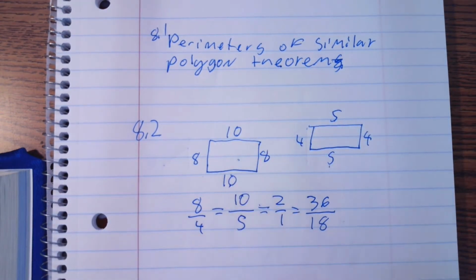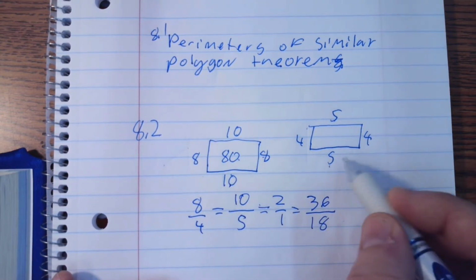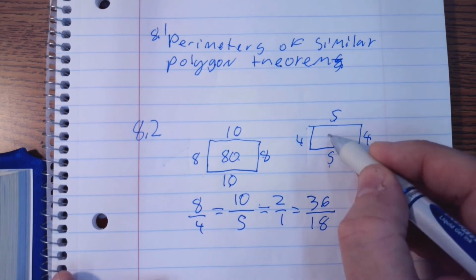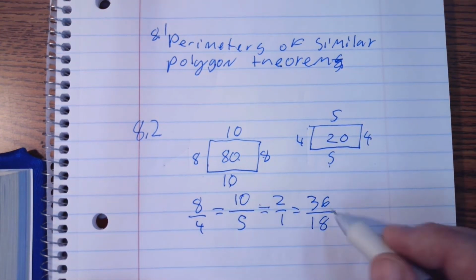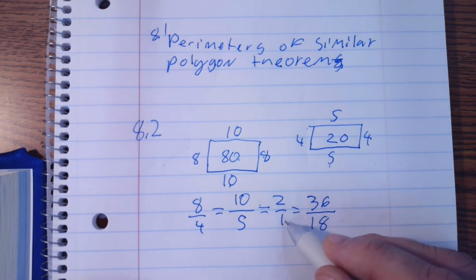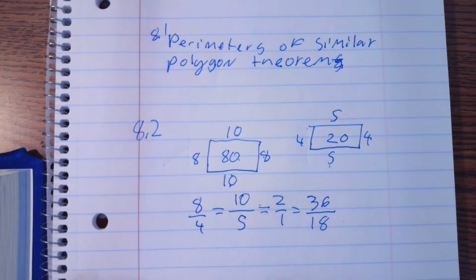All right, what's the area of this one? 80 is the area. What's the area of this one? 20. Okay, definitely if I do the area over the area, it's not going to be the same scale factor of 2 over 1. And so what it wants you to do is take this 2 over 1 and square it. Do you know how to do that?